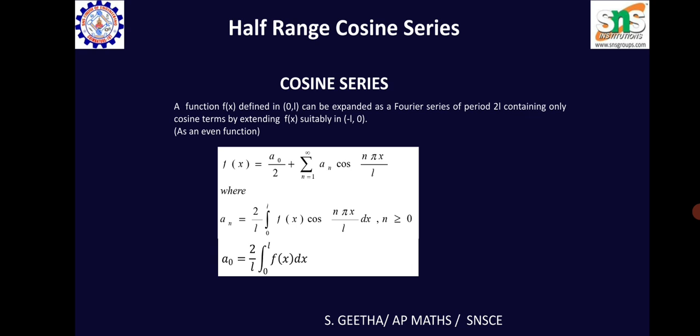So, here f(x) is represented as a0 by 2 plus summation n equal to 1 to infinity an cos(n pi x by L). Here, an is calculated by the formula 2 by L times the integral from 0 to L of f(x) cos(n pi x by L) dx. And a0 is calculated by the formula 2 by L times the integral over 0 to L of f(x) dx.